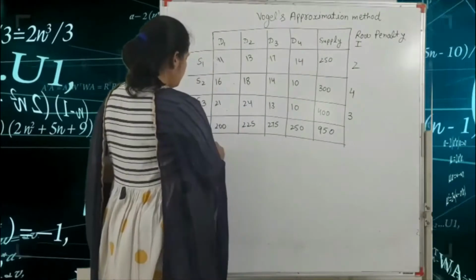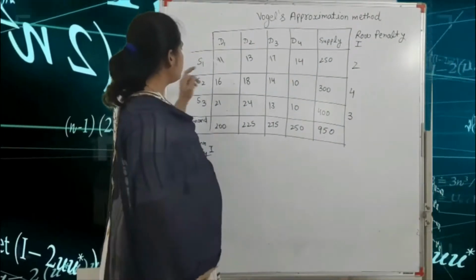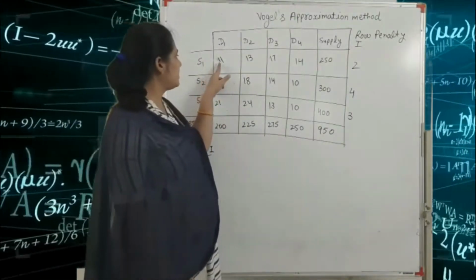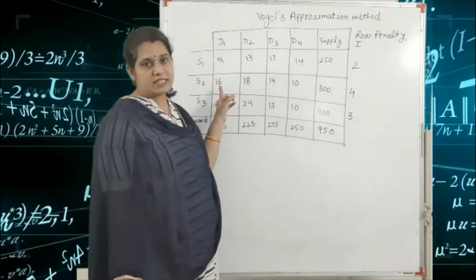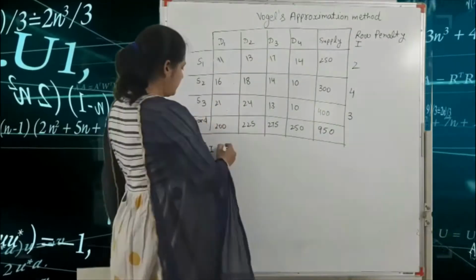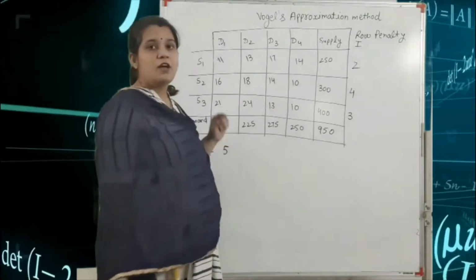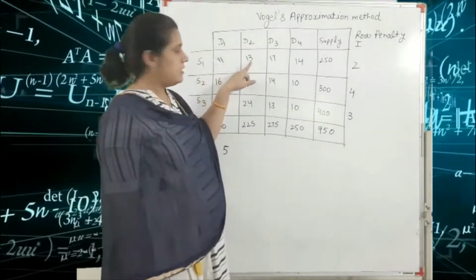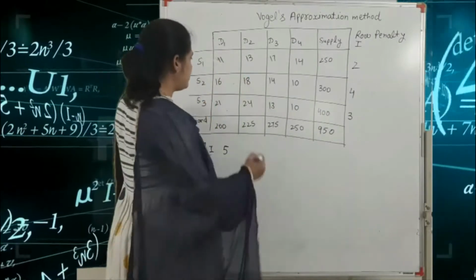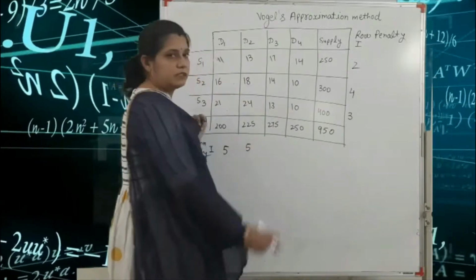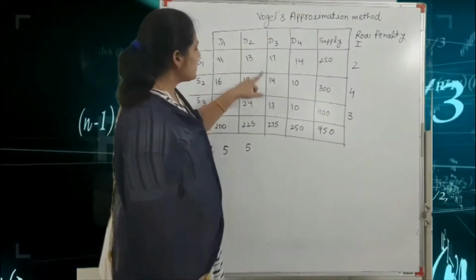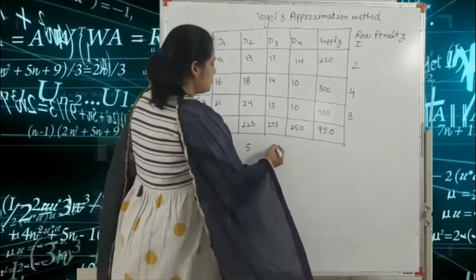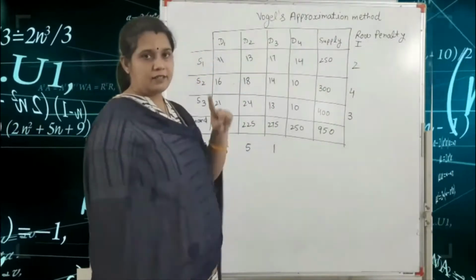For the column penalty, again you choose the minimum number. The minimum number is 11 and the next greater value is 16. So 16 minus 11, that means 5. This is your first column penalty. Here the lowest value is 13 and the next greater value is 18, so 18 minus 13 equals 5. Next, the lowest value is 13 and the next greater value is 14, so we write 14 minus 13 equals 1.